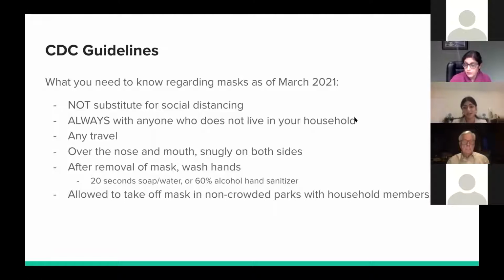Masks are not a substitute for social distancing, and you should always wear a mask with someone who does not live in your household. You should wear a mask when you're traveling or going to any populated public areas such as movie theaters, recreation centers, etc. Your mask should be worn over your nose and mouth, snugly on both sides, and after you remove your mask, you should wash your hands for 20 seconds under soap and water, or with 60% alcohol hand sanitizer. You are allowed to take off your mask in non-crowded parks with household members.